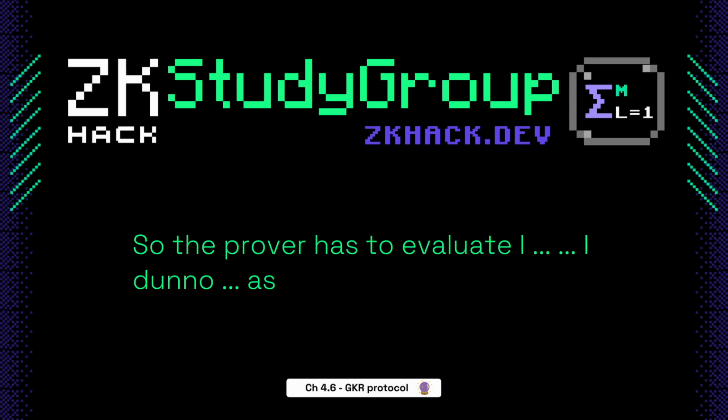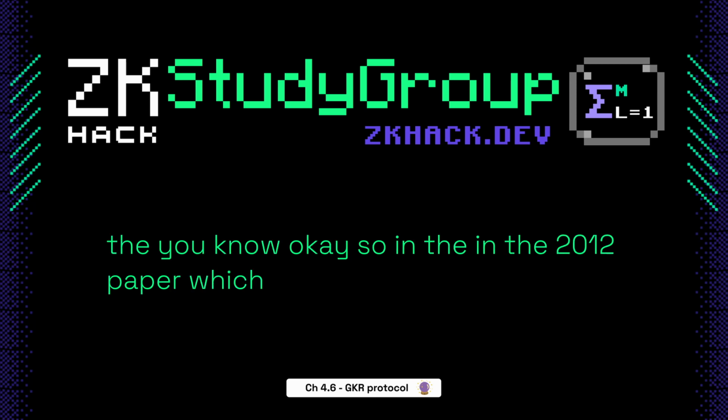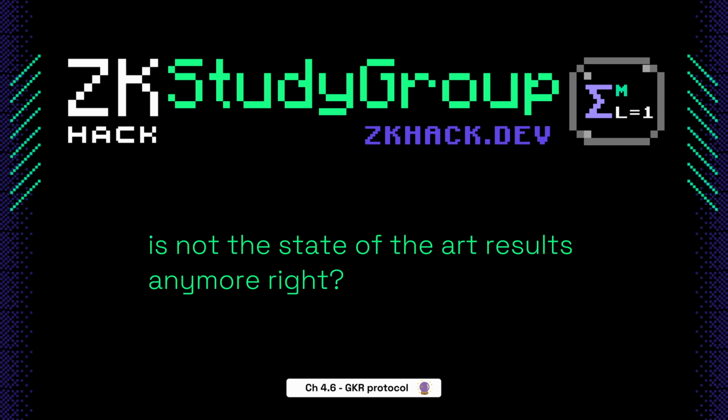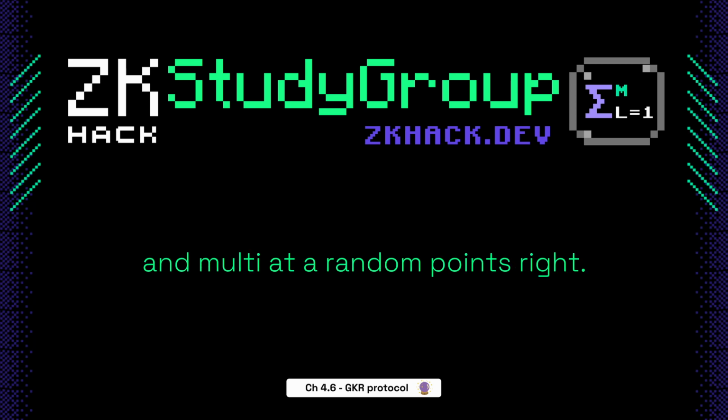So the prover has to evaluate add and mult, I don't know, in S log S time, but the verifier can do it in S time. So in the 2012 paper, which is not the state of the art result anymore, the prover does more than evaluate add and mult at a random point.